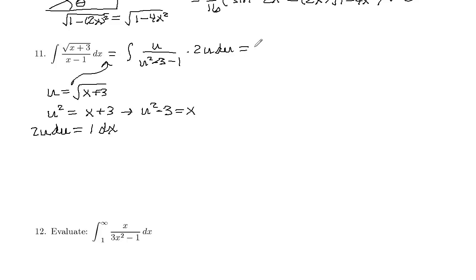So let's do a little bit of simplifying. So then this is going to be integral. On the top we've got 2u times u is going to be 2u squared. And then on the bottom we've got u squared minus 3 minus 1. U squared minus 4 du.